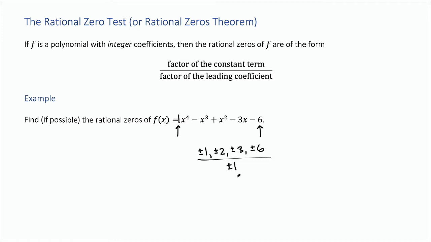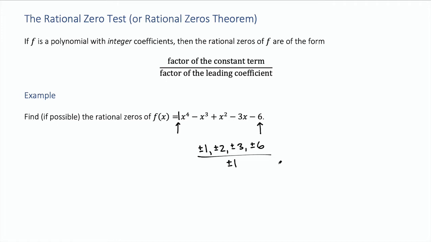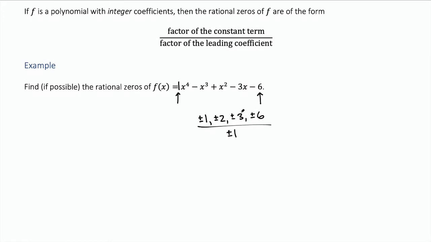So this tells us that the rational zeros of this function, the only possibilities, are when we take each of these numbers and divide them by positive or negative 1. That gives us a list of possible numbers. Now, of course, dividing by positive or negative 1 is just going to either keep the number or change the sign on it. So that just ends up giving us the list of positive or negative 1, positive or negative 2, positive or negative 3, and positive or negative 6. These are the only possible rational zeros of this polynomial.